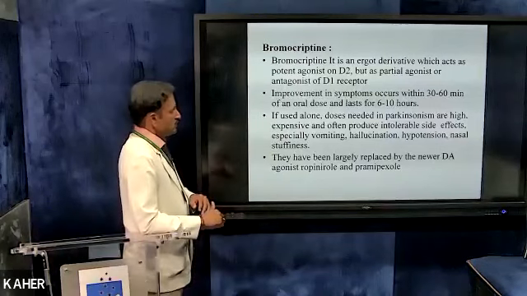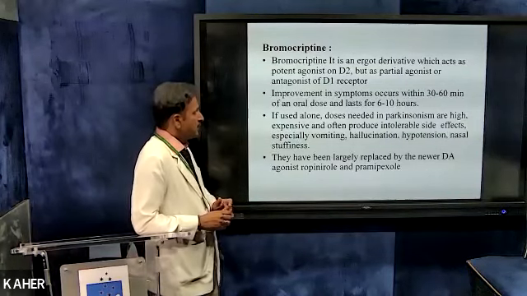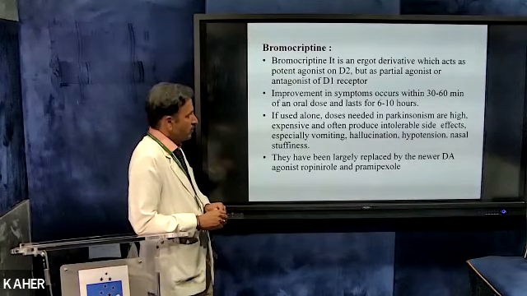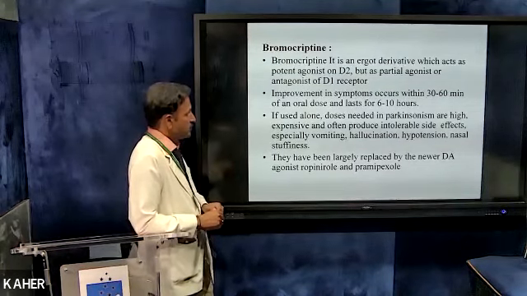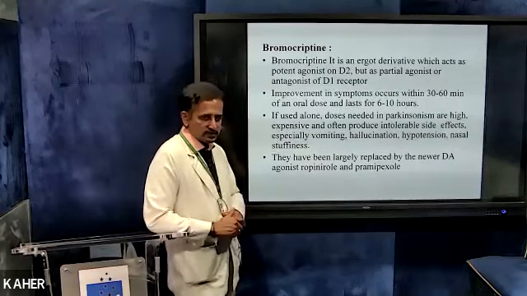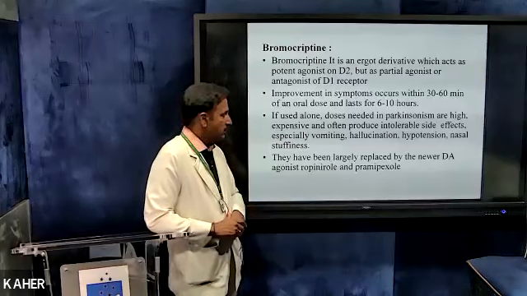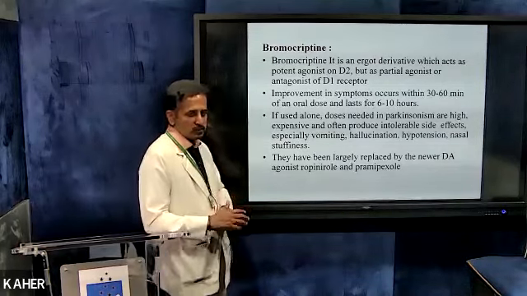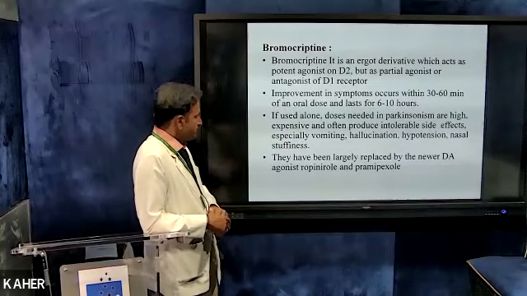This is an older molecule. It is also a natural alkaloid. It is an ergot derivative that mainly acts on D2, but is a partial agonist and antagonist at the D1 receptors. The improvement of symptoms usually occurs within 30 to 60 minutes of an oral dose, and the duration lasts up to 10 hours.